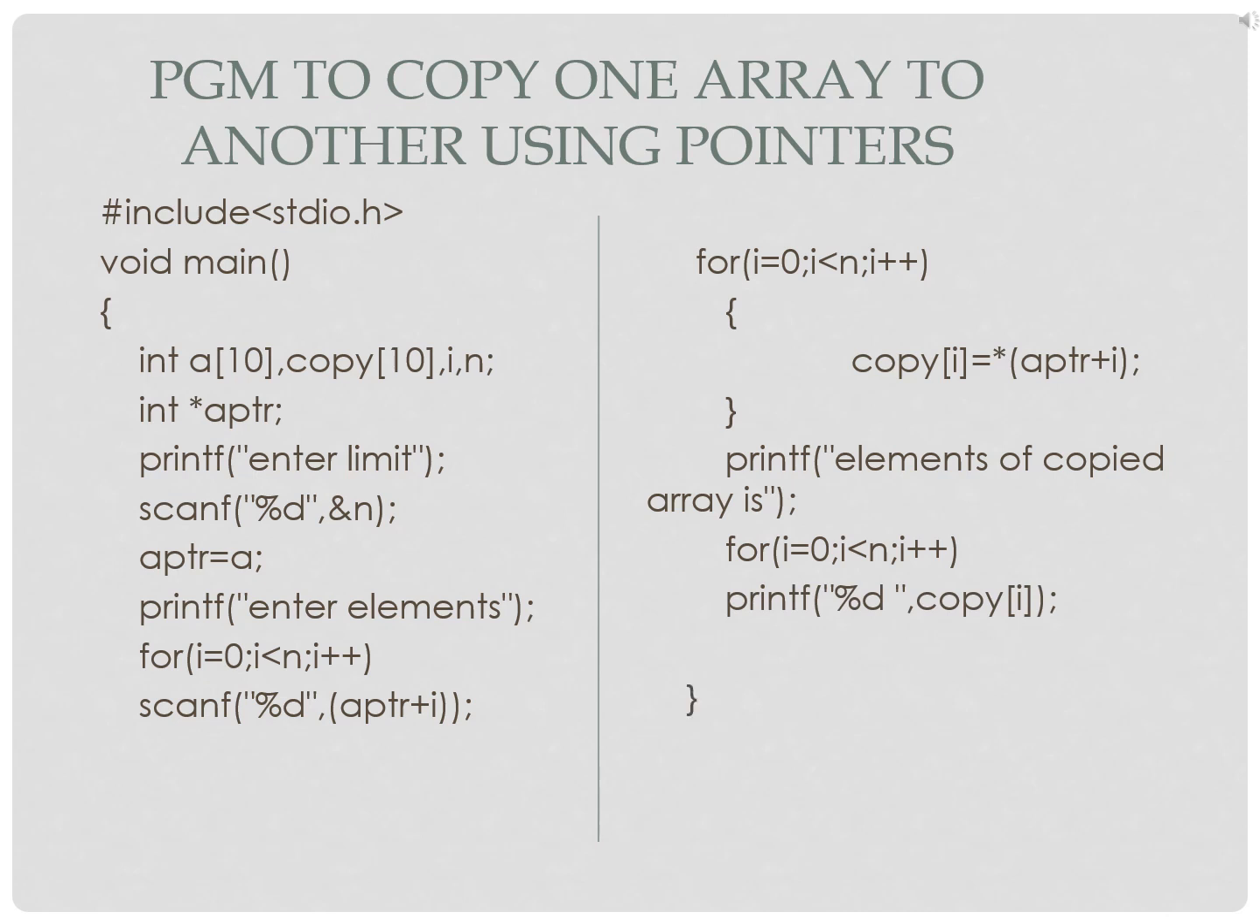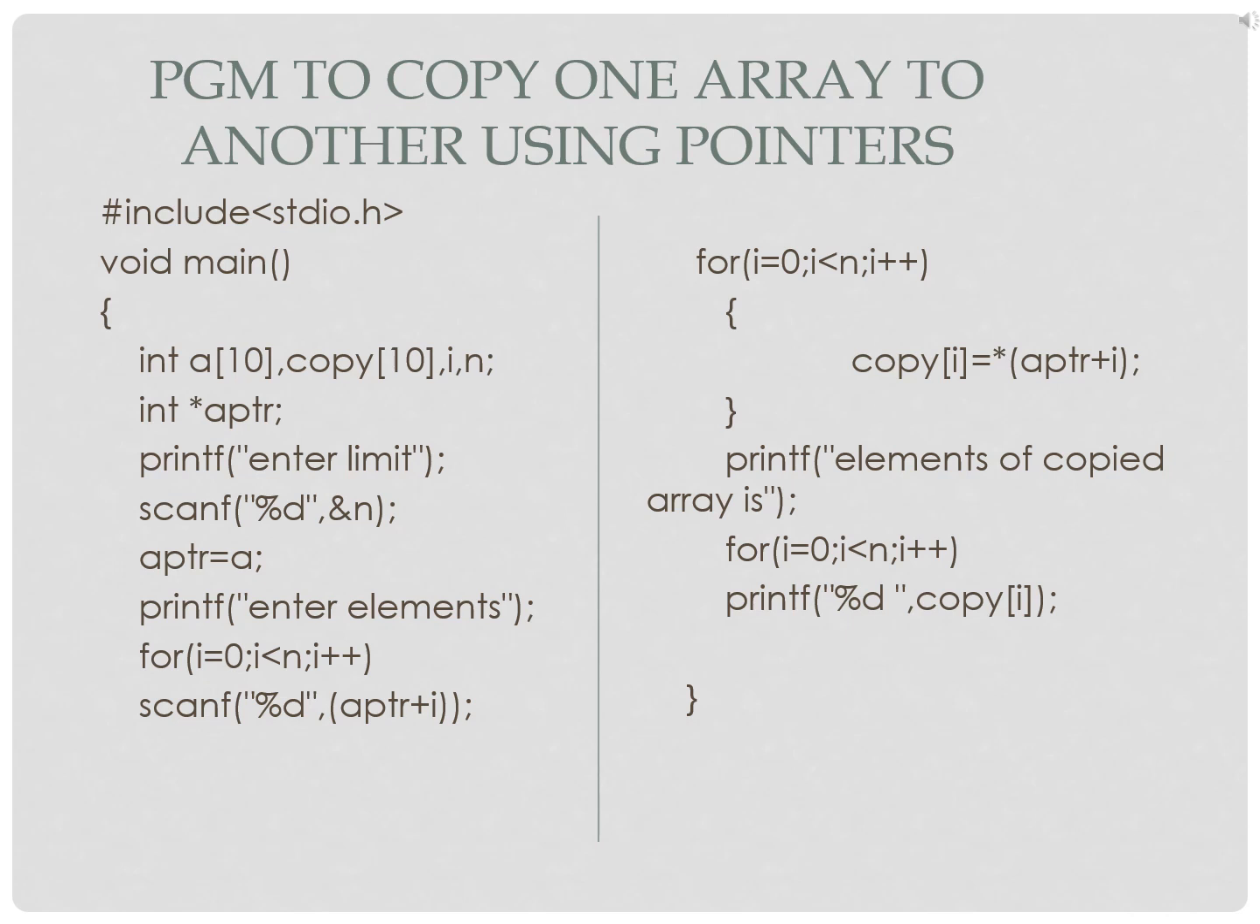Next program is to copy one array's elements to another array using pointers. So declaring two arrays, A of 10 and copy of 10. You have one pointer star APTR. You make APTR point to the array A. Now you are reading the elements into A using the pointer, using a loop, APTR plus I. Once the reading process is over, come to the processing part. In the processing part, each element from the beginning, you have to assign that particular value to another array. So copy of I equal to star of APTR plus I.